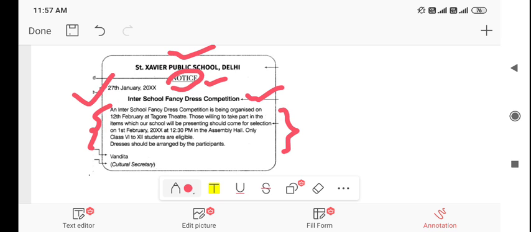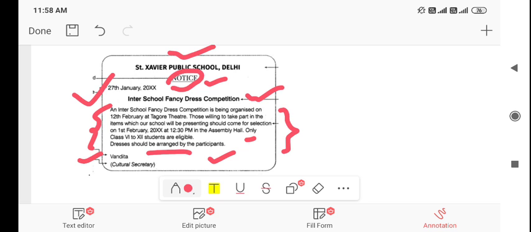In the essay competition, they are supposed to come at a particular time. We have to write the time and which place. And here, see here, only class 6 to 12 students are eligible. So this also we have to mention, who is eligible for that particular competition. Dresses should be arranged by participants. Sometimes, for example, in fancy dress, the dresses are arranged by the school, or sometimes the dresses are arranged by the participant himself. So here it has been mentioned that dresses should be arranged by the participant.